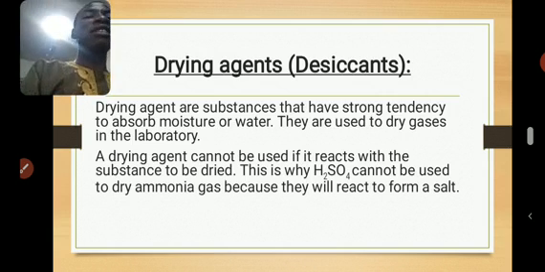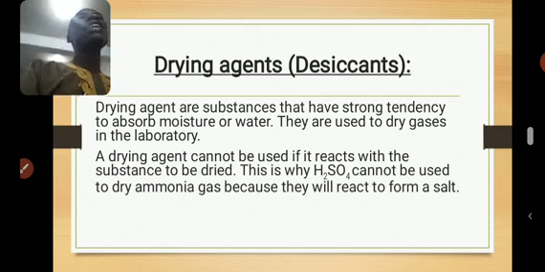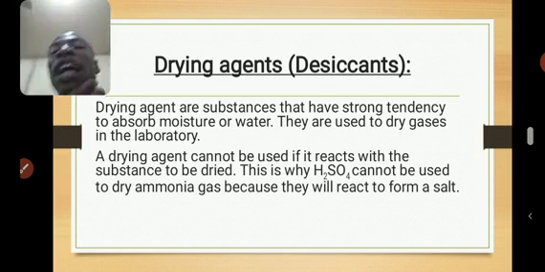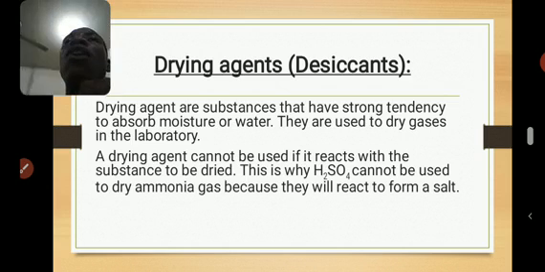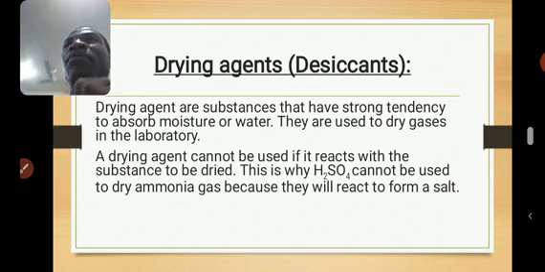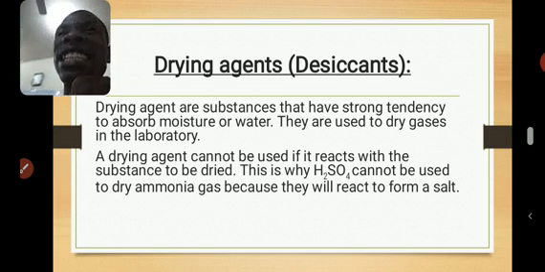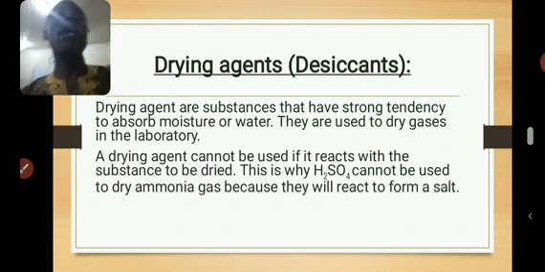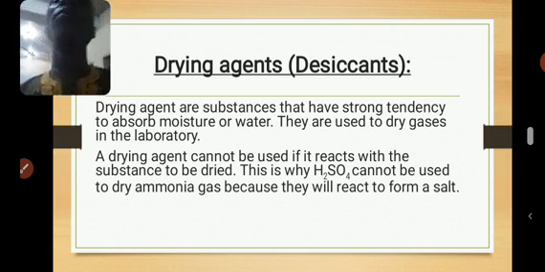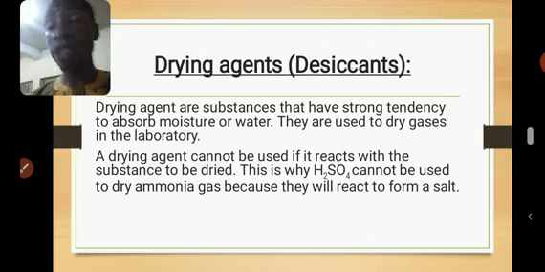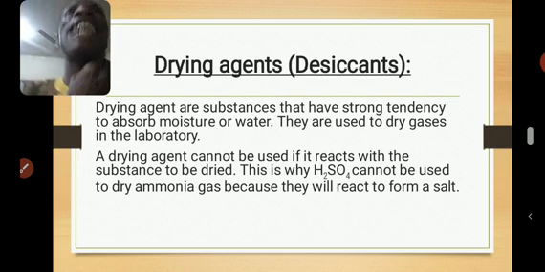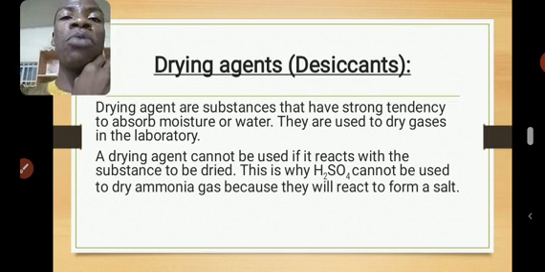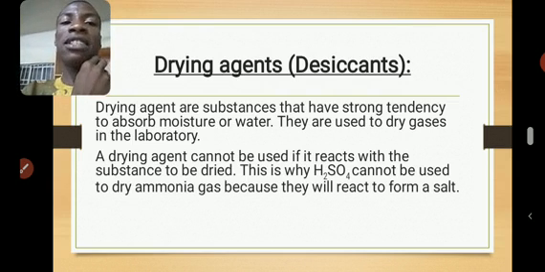So that's desiccant. But drying agents can dry both solids and gases. So that's why all desiccants are drying agents, but not all drying agents are desiccants. There are some drying agents that are not desiccants, like conc H2SO4. That one is not a desiccant because you don't put it inside the desiccator. It's a liquid. But talking about silica gel, silica gel is a desiccant and can also be used to dry gases.